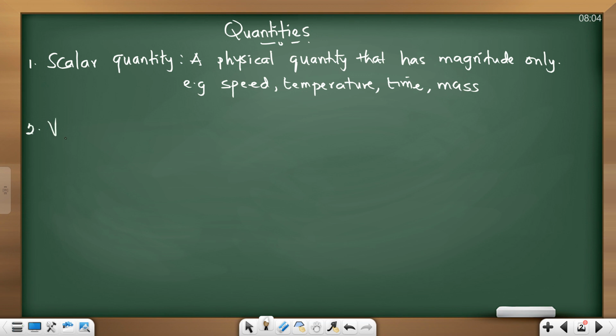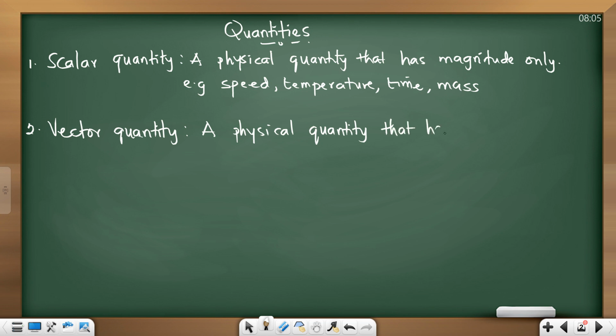Now, number 2, vector quantity, which is our main focus now, will be a physical quantity that has both, let's put the word both there, magnitude and direction. All right. Examples?